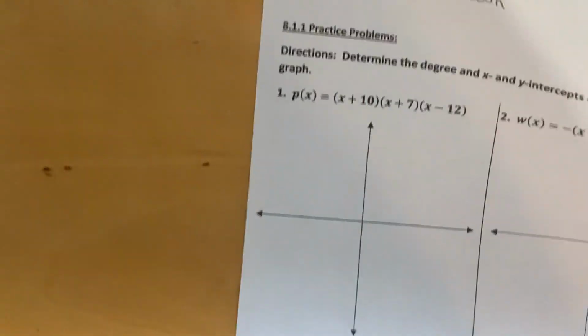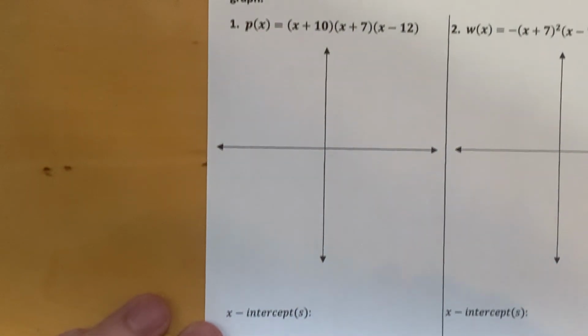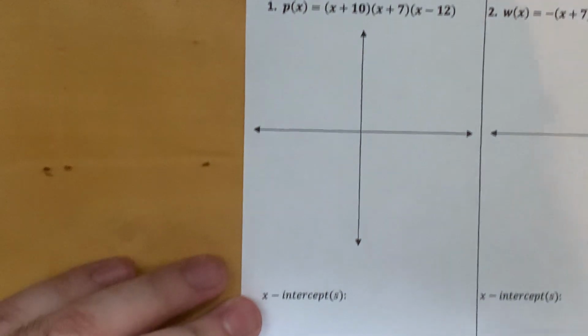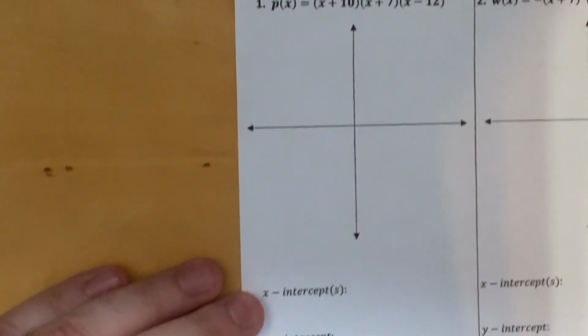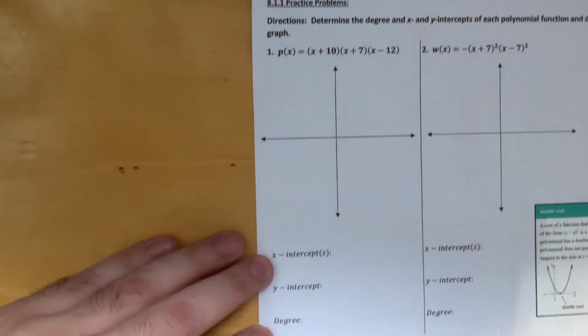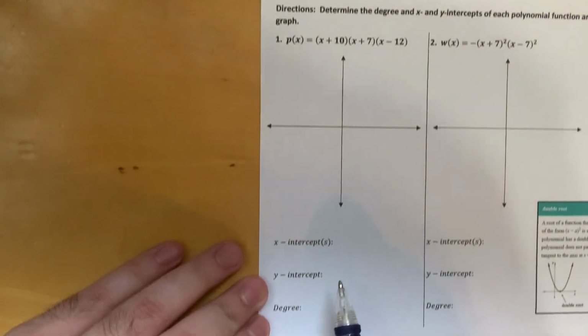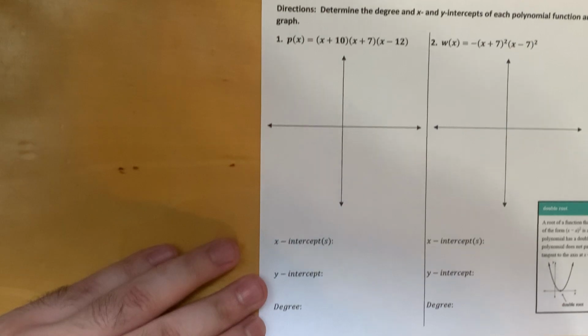All right, let's do this one. Determine the degree and x and y intercepts of each polynomial function and draw a sketch of the graph. So I want to start out by finding the x and y intercepts. I don't think you guys can see the entire paper on screen. Let me zoom out. There we go. All right. So I want to start by finding the x and y intercepts and the degree, so it's easier for me to draw the graph.